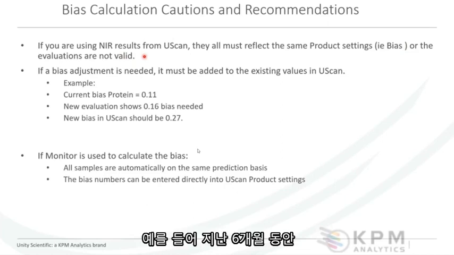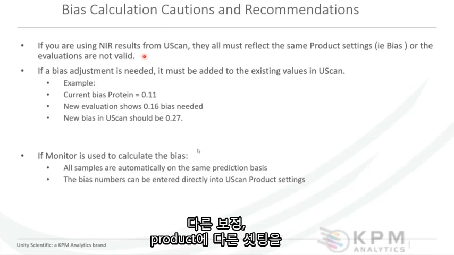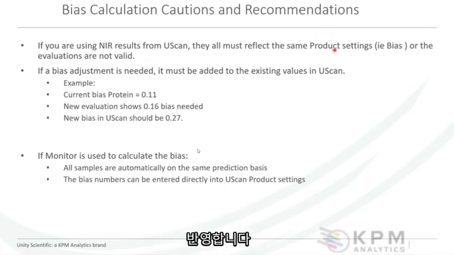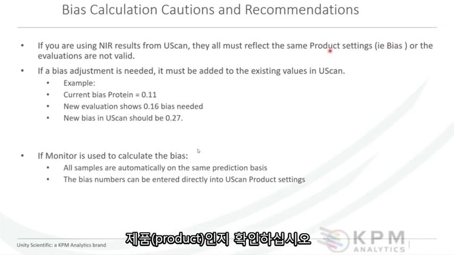If you look at the samples that have been analyzed for the last 6 months, for example, and you've made 2 bias adjustments in the middle of that, the predicted values reflect different bias settings in your product. So evaluating them as a group is no longer valid, okay? So be very, very cautious about that. Make sure that all of the NIR results were collected on the same product settings. You can see that in UScan. If you pull up the samples and go into details in the history view, it will show you the version of the products that were used, and just make sure that all the versions of the products are the same.